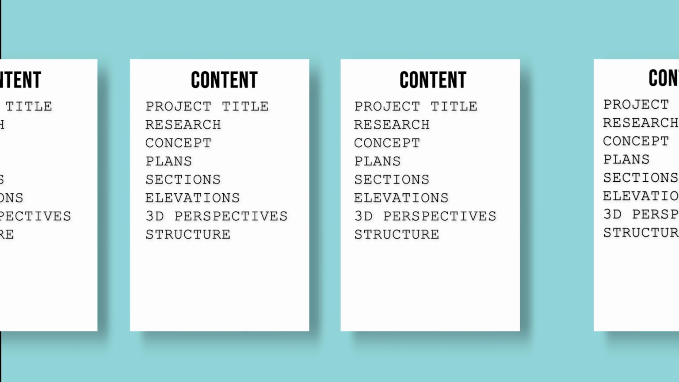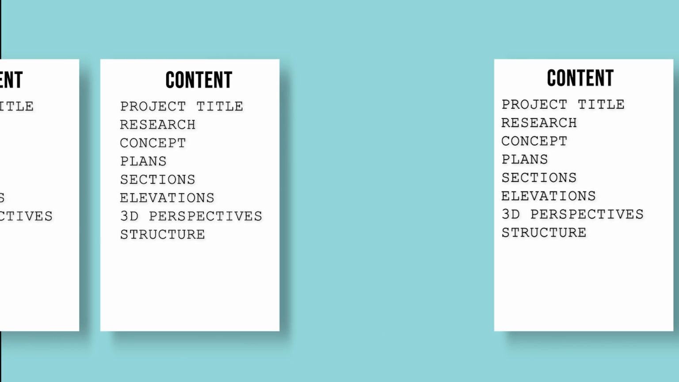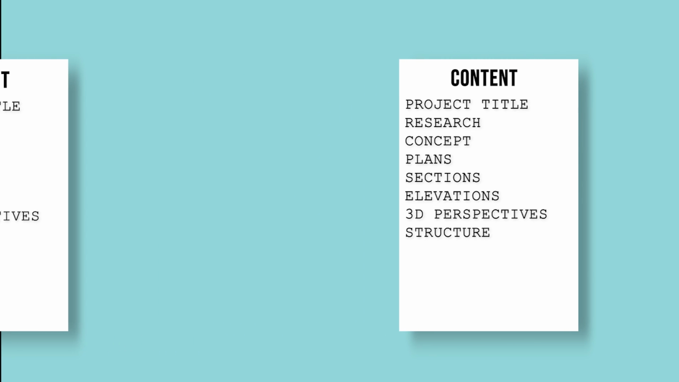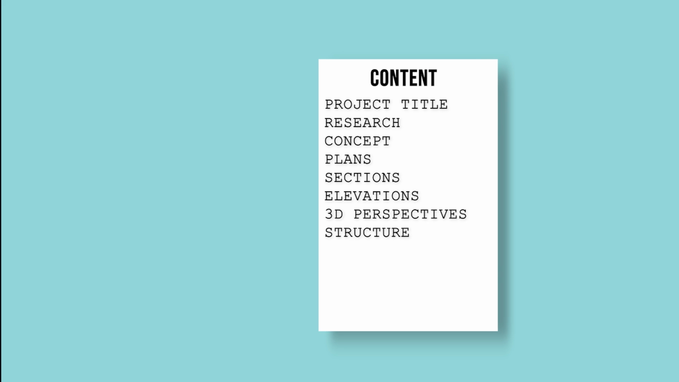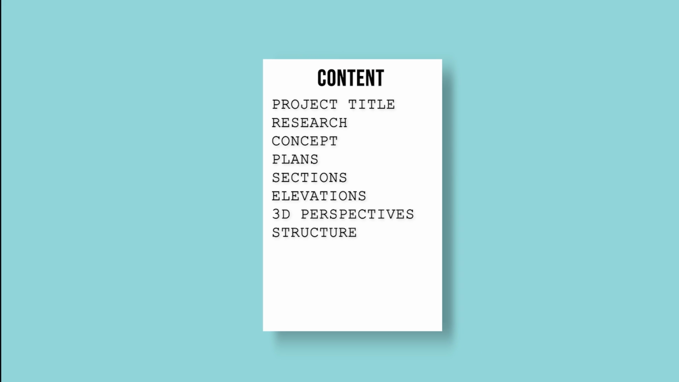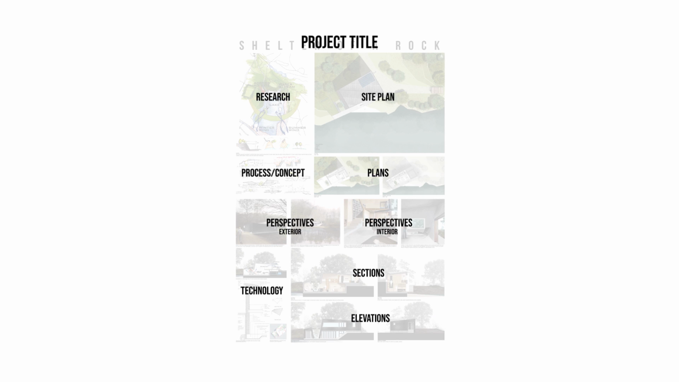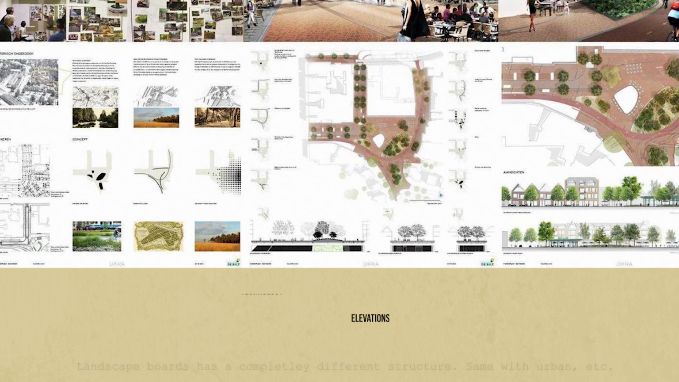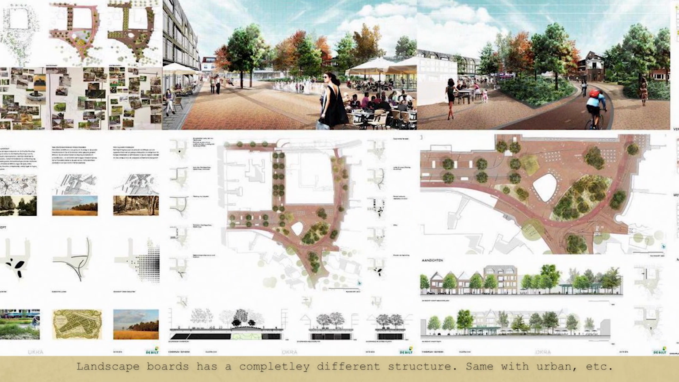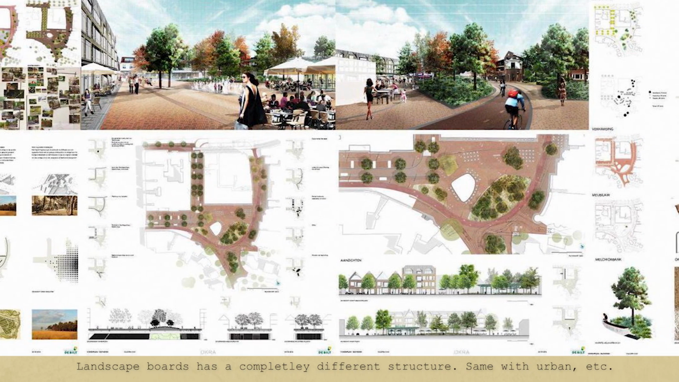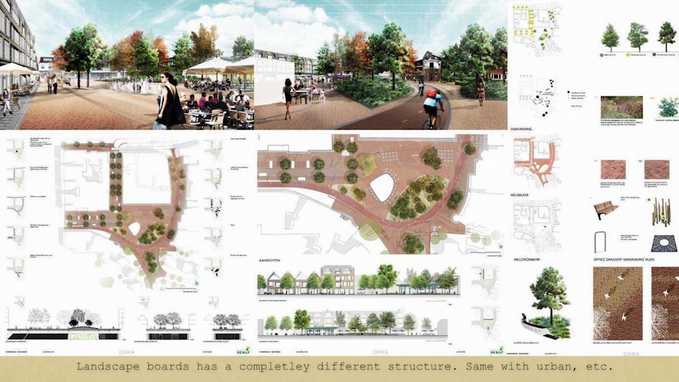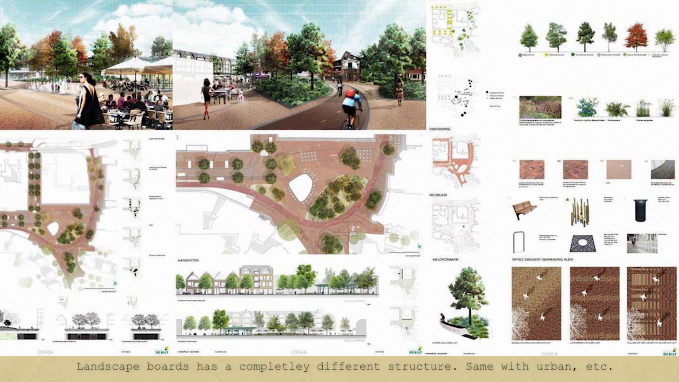So usually the structure of presentation boards will contain project title, research, concept, plans, sections, elevations, rendered 3D perspectives, and then finally structure or technology. These are the main elements that should be included in every project. You should also include concept and development sketches, even if they're not perfect scale drawings, but just a side panel of quick vignettes. The structure of your presentation boards will often change depending on what project you are presenting, what the project brief requires of you, and what are the key elements that explains your big idea.